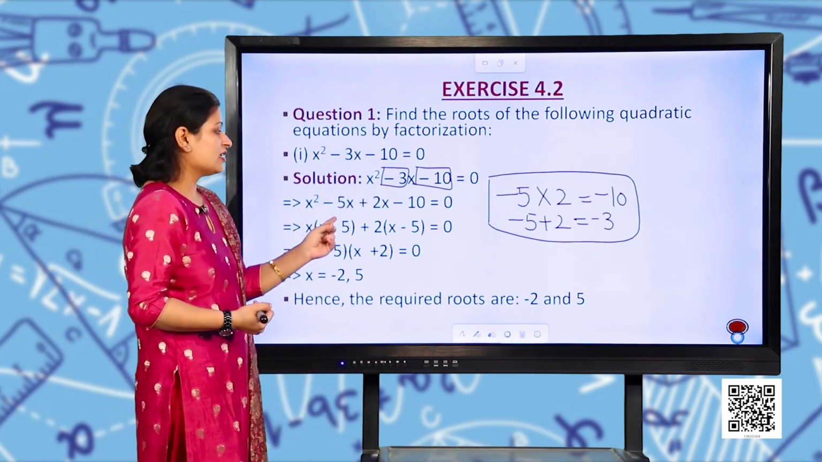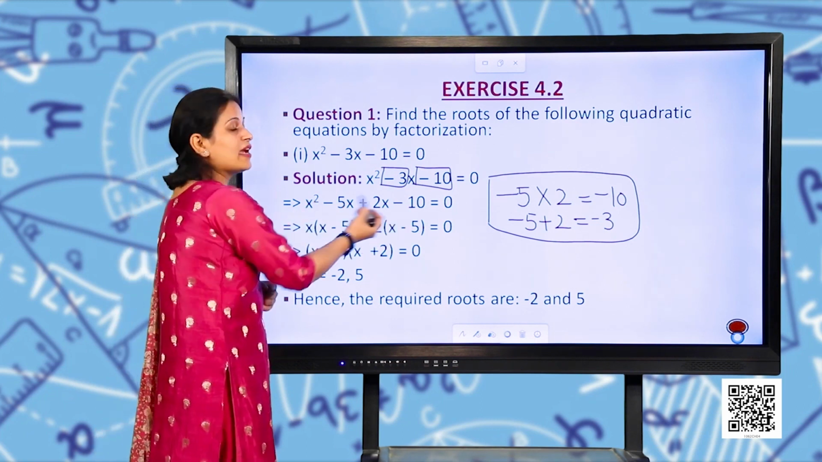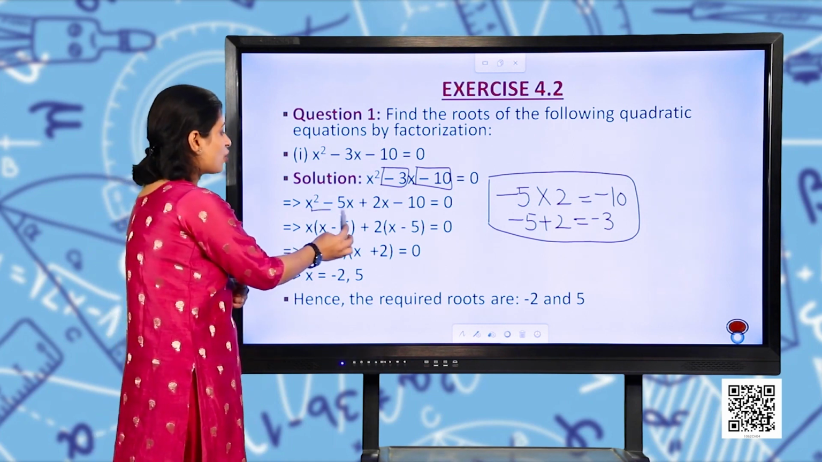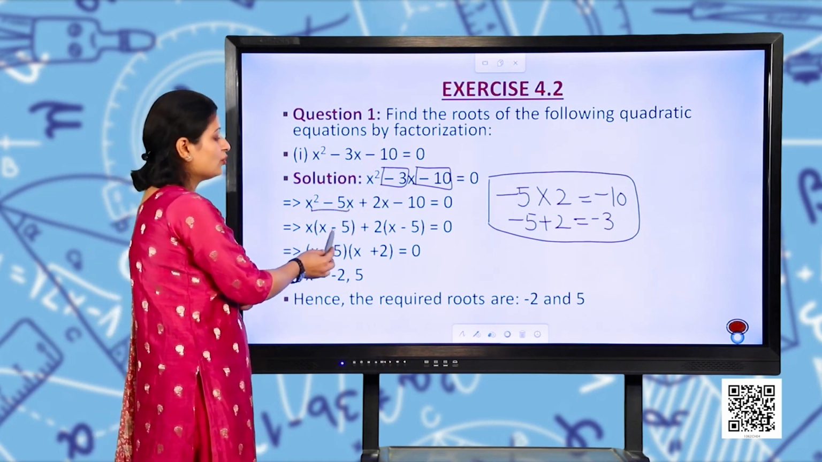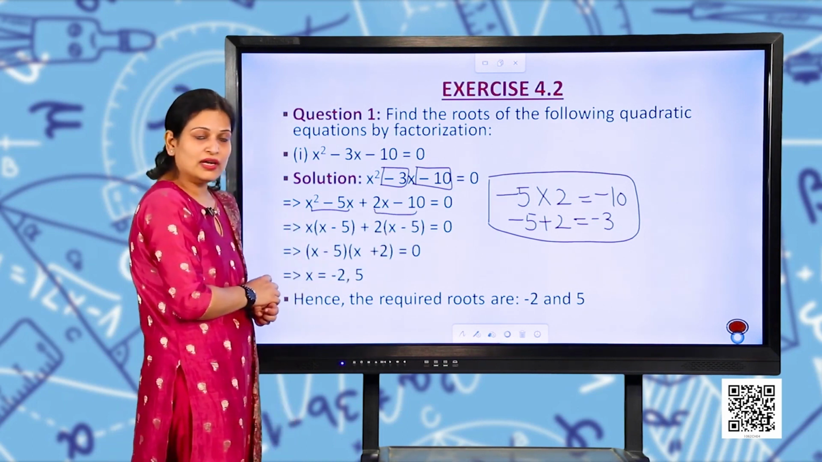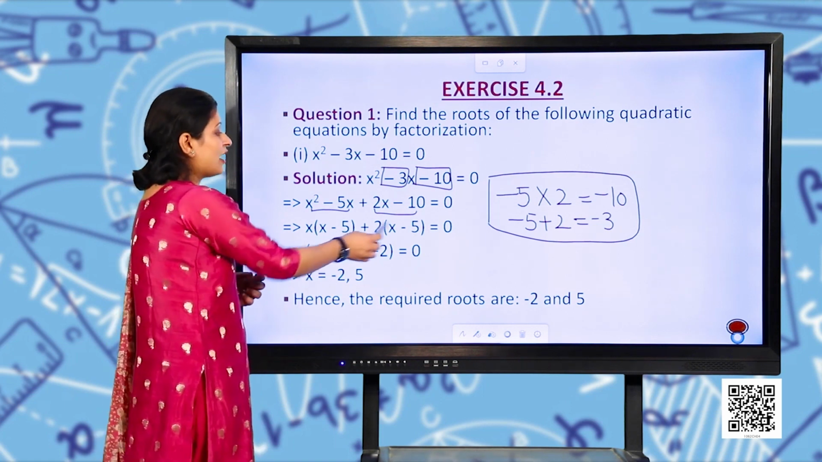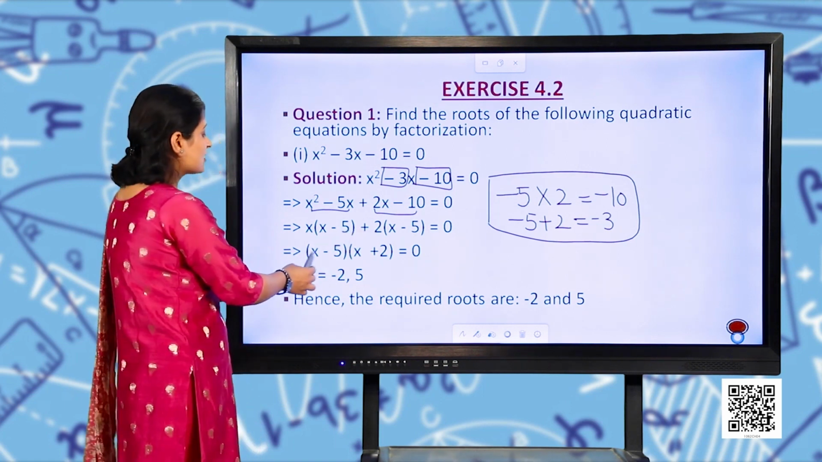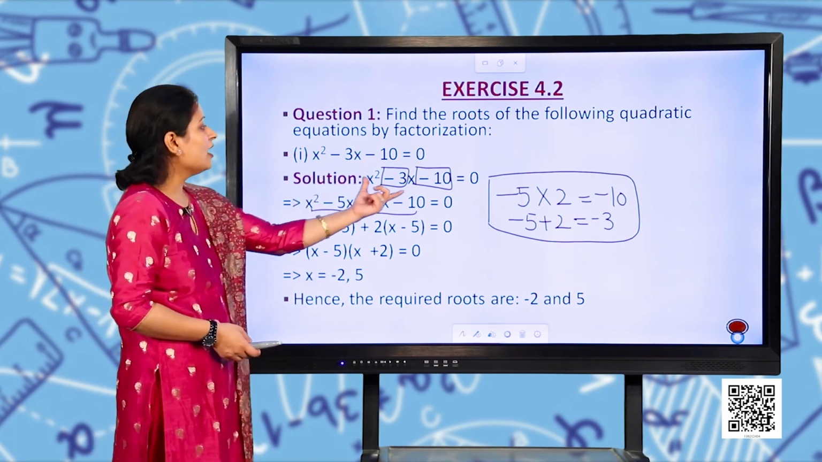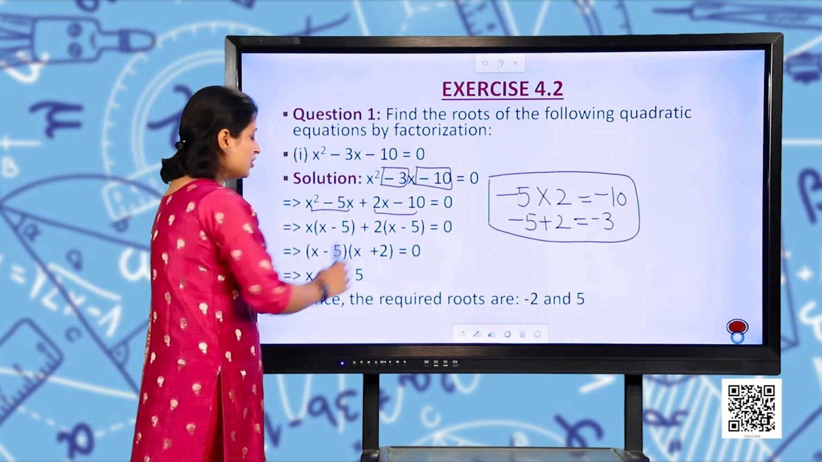So, you can rewrite this equation as x square minus 5x plus 2x minus 10 equals 0. You can take x common from here, you will get x into x minus 5, and from here you can take 2 common, you will get x minus 5. Now, x minus 5 is common. So, x minus 5 and x plus 2 are two factors of the polynomial x square minus 3x minus 10, which is equal to 0.